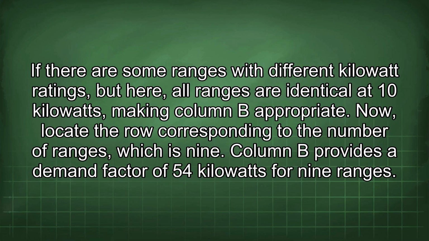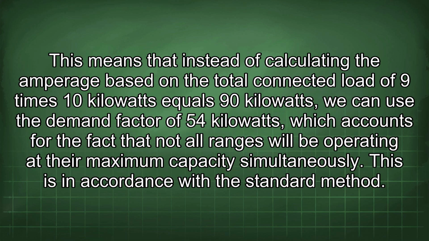B appropriate. Now locate the row corresponding to the number of ranges, which is 9. Column B provides a demand factor of 54 kilowatts for 9 ranges. This means that instead of calculating the amperage based on the total connected load of 9 times 10 kilowatts equals 90 kilowatts, we can use the demand factor of 54 kilowatts, which accounts for the fact that not all ranges will be operating at their maximum capacity simultaneously. This is in accordance with the standard method.